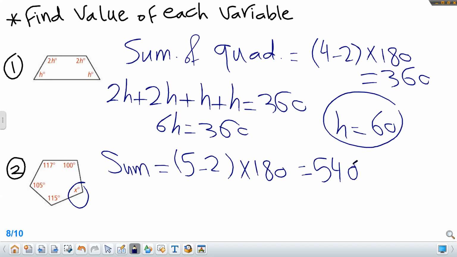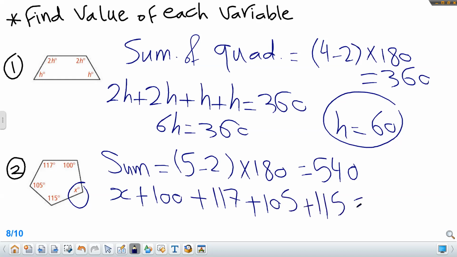Then, how to find the x? If you add the 5 angles, the sum will be 540. So now we can say x plus 100 plus 117 plus 105 plus 115 equals 540. Add these numbers, then move the sum of them to the other side with a different sign.